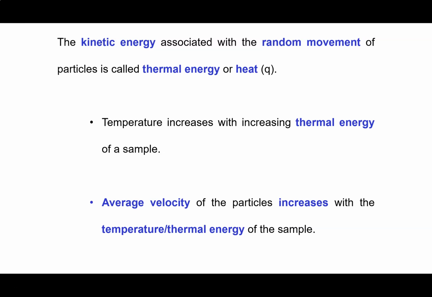There's a particular type of kinetic energy that's of importance to chemists, and that's the kinetic energy that's associated with the random movement of particles. And this is referred to as thermal energy or heat, and it's normally given the symbol lowercase q. And so some properties of heat are that as the temperature of a sample increases, its thermal energy will increase, or vice versa. As the thermal energy of a sample increases, its temperature increases. And what that really means is that the particles will be undergoing more random movement as your sample heats up, as your sample gets hotter.